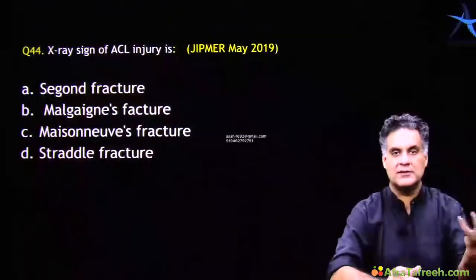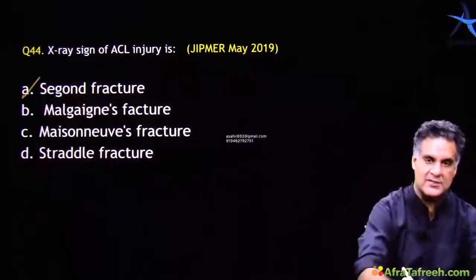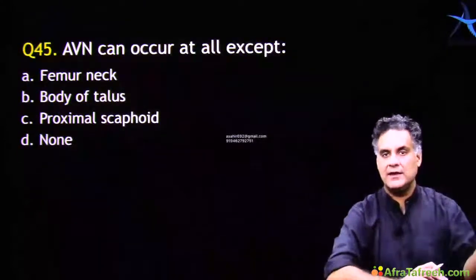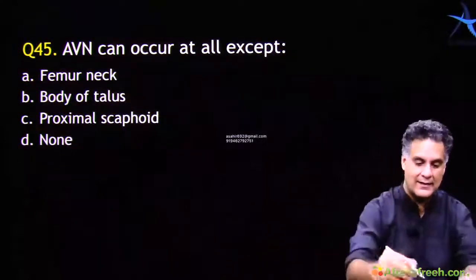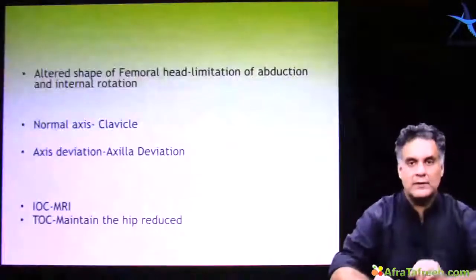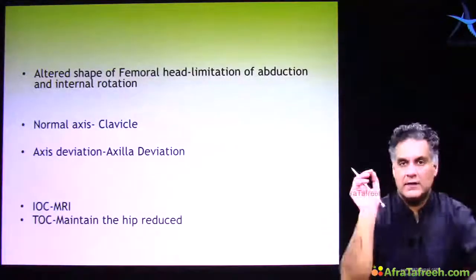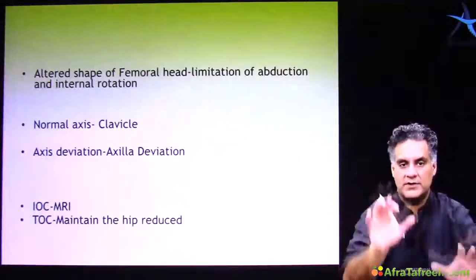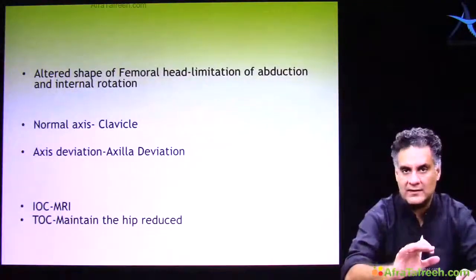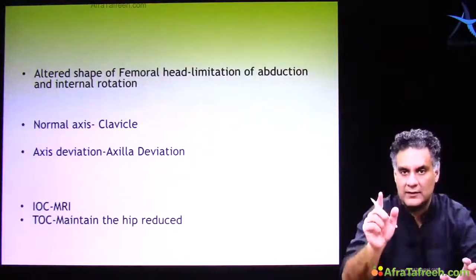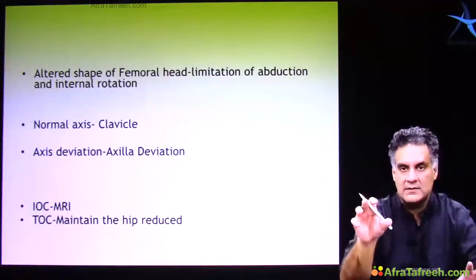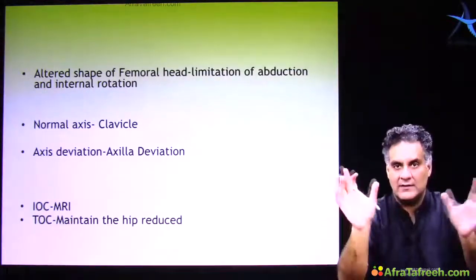So if you look at this question, the telltale sign of ACL, C-gone fracture. Avascular necrosis can occur at all sites, except it occurs at the femur head. It does not occur at the femur neck. When we look at the shape of the femoral head, if it is altered, there is a limitation of abduction and internal rotation. Normal axis: when you flex your hip, the knee goes to the clavicle. If there is damage, the knee will go to the axilla, axis deviation.